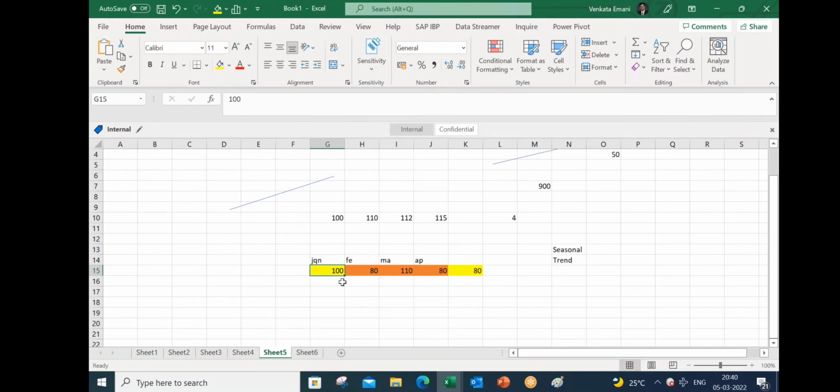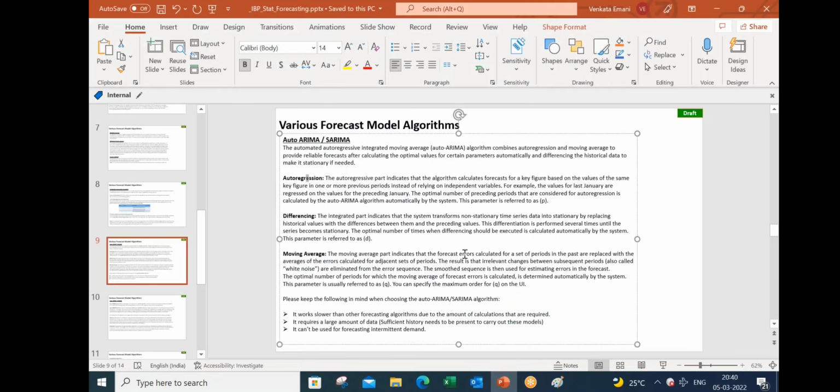In January 2021, you sold 100. How did you sell in January 2020? Did your sales increase? Are you having some trend pattern? Or are your January sales high, meaning you have some seasonality patterns? Like that, it will do some regression here. After that it will do some differencing.